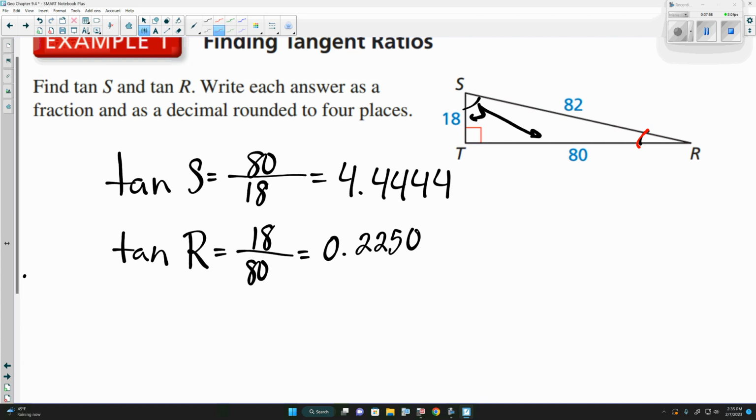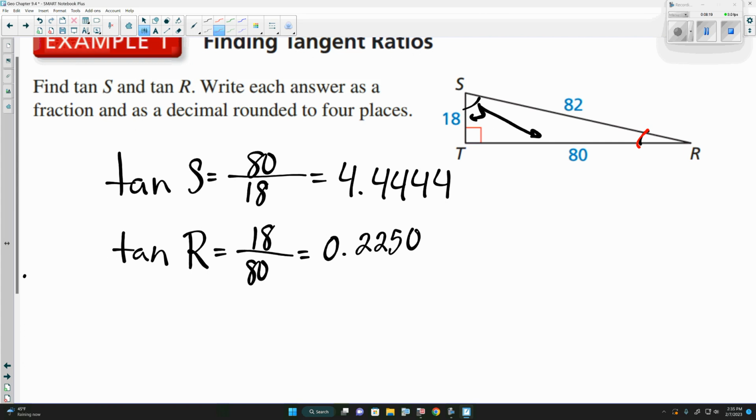Almost, but this time the fractions are flipped. So the opposite and adjacent side flip depending on the angle, because the opposite side for angle S is the adjacent side for angle R, and vice versa.